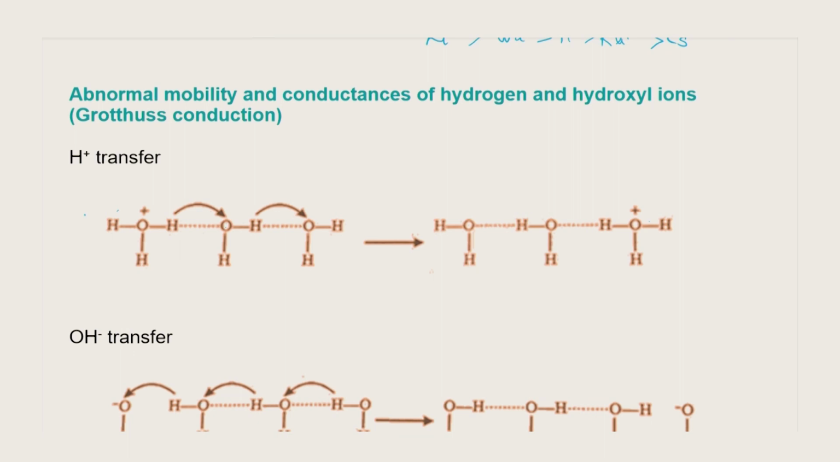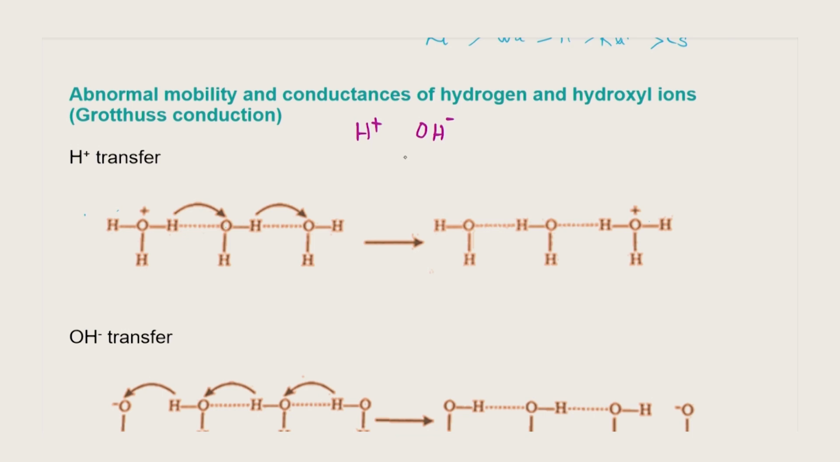Next is abnormal mobility and conductances of hydrogen and hydroxyl ions, which is also known as Grotthuss conduction. We know that hydrogen ions and hydroxyl ions are both very small ions, and they will be highly hydrated, and they will not move very fast. But in spite of all this, both H plus and OH minus ions move very fast, as if they were carrying a large quantity of current. Now, what is the reason for that?